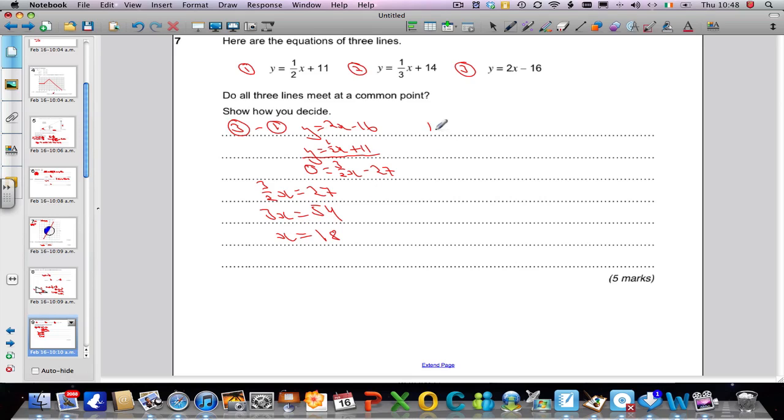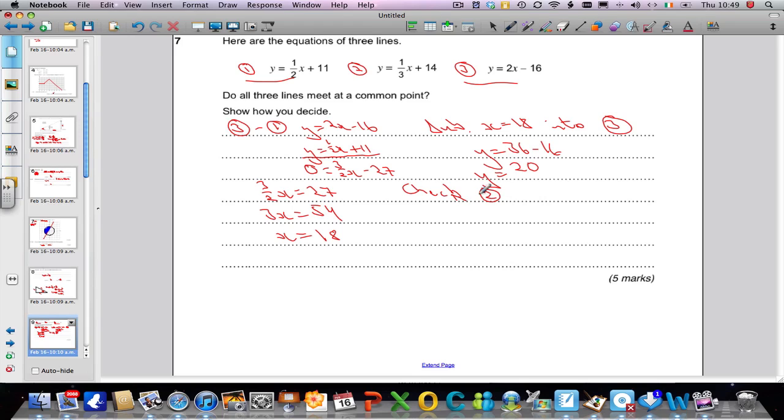So x is 18, and I'm going to substitute x equal to 18 into one of the equations. I'm going to choose equation 3 because it's a little bit easier than these two. So subbing it into equation 3, we get y equals 2 times 18, which is 36, take away 16. So y must be 20. Right, now I got to check. We got a value for x, we got a value for y that satisfies this equation and this equation. And I'm going to check now that this solution also satisfies equation 2.